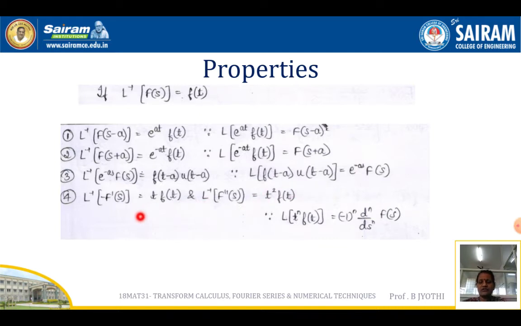Next, L inverse of minus f dash of s is given by t f of t, and L inverse of f double dash of s is t square f of t, because L of t power n into f of t is given by minus 1 power n into the nth derivative of f of s. These are the properties. These are the four properties which we will be using frequently, apart from the previous inverse Laplace transform formulae.